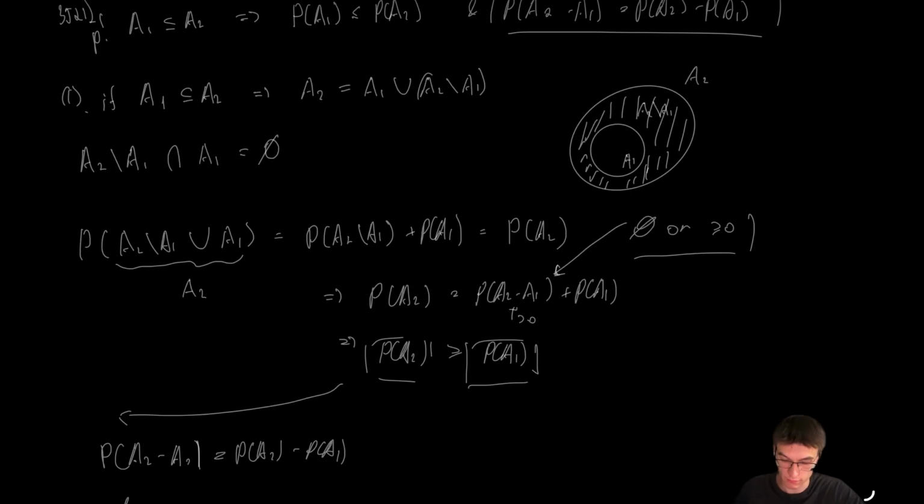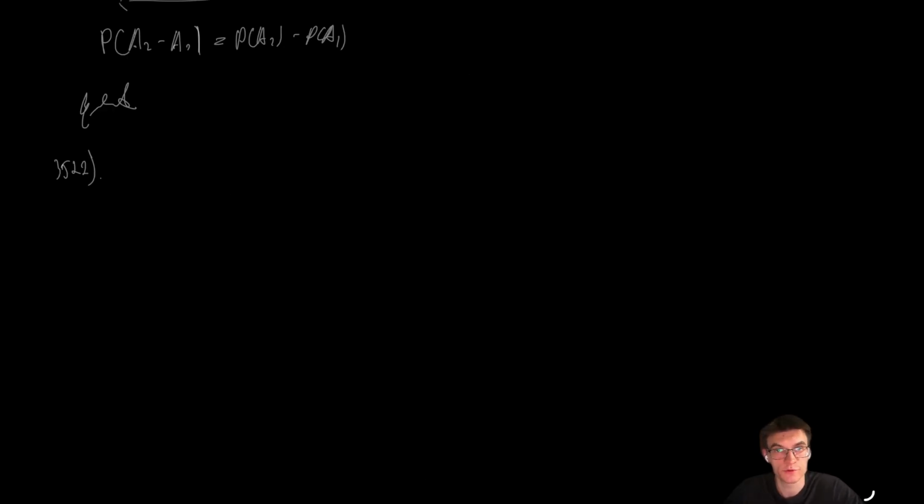Now let's get to the second problem. For the second problem, we have to prove that the probability of any event A is less than or equal to 1 and greater than or equal to 0. How to prove this? Well, that's pretty simple. Obviously, based on our first axiom, we can say that the probability of any event is non-negative.